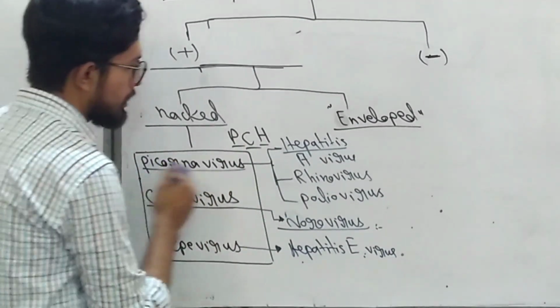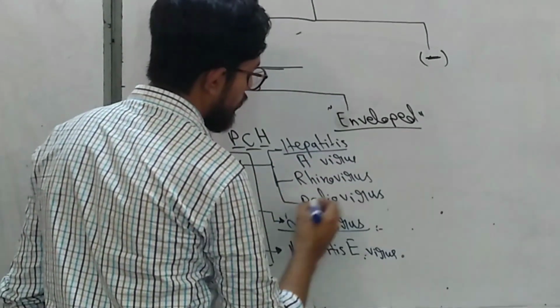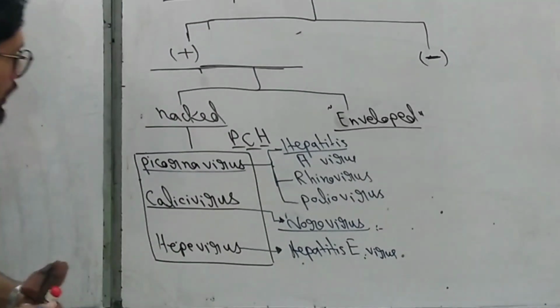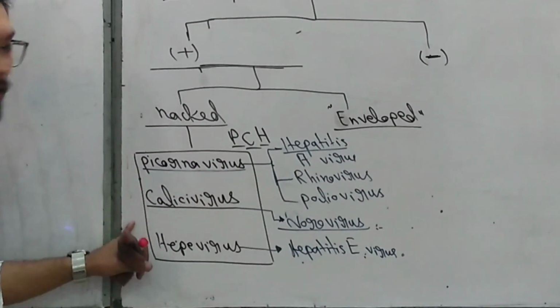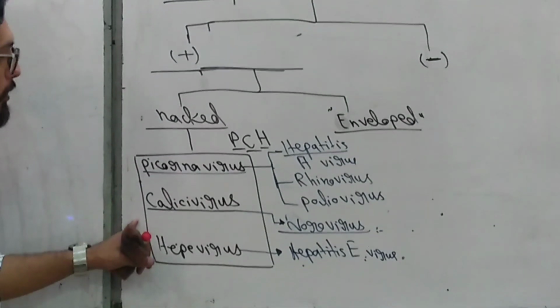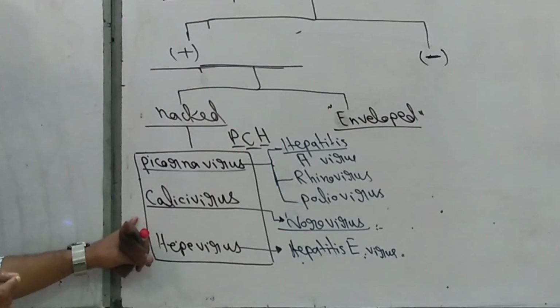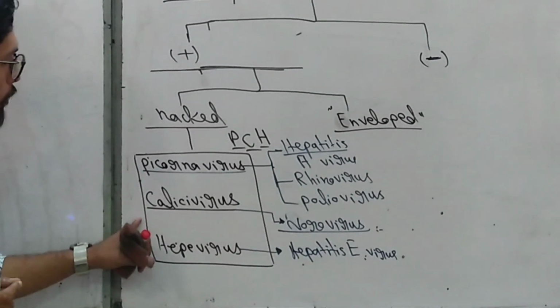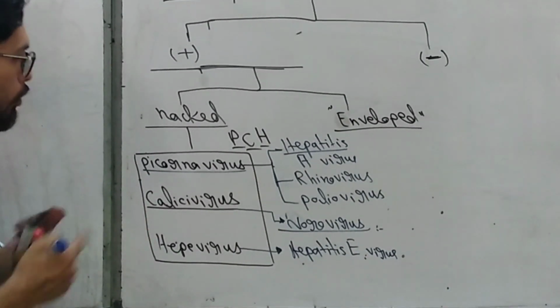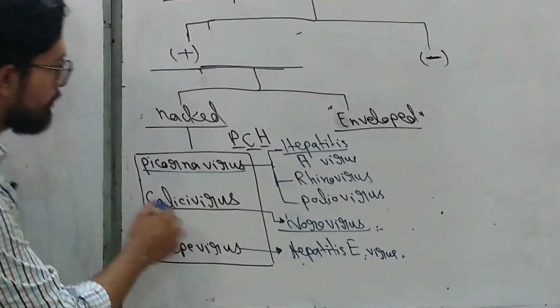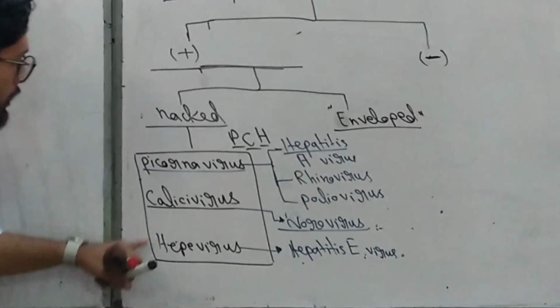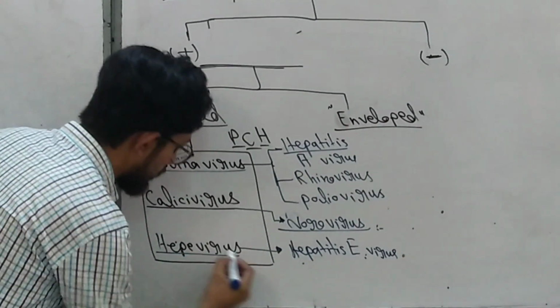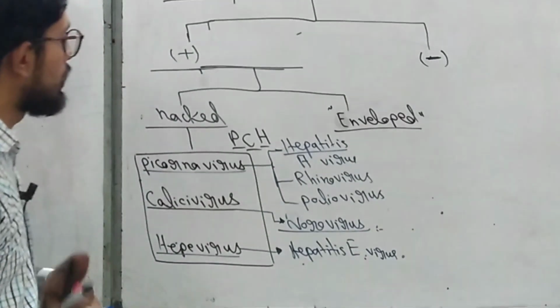If it is picornavirus, it consists of hepatitis A virus, rhinovirus, and poliovirus. These terminologies are very important for MCQs. If asked what viruses are found in the calicivirus family, the most important virus is norovirus. So first of all, you have to remember these families.